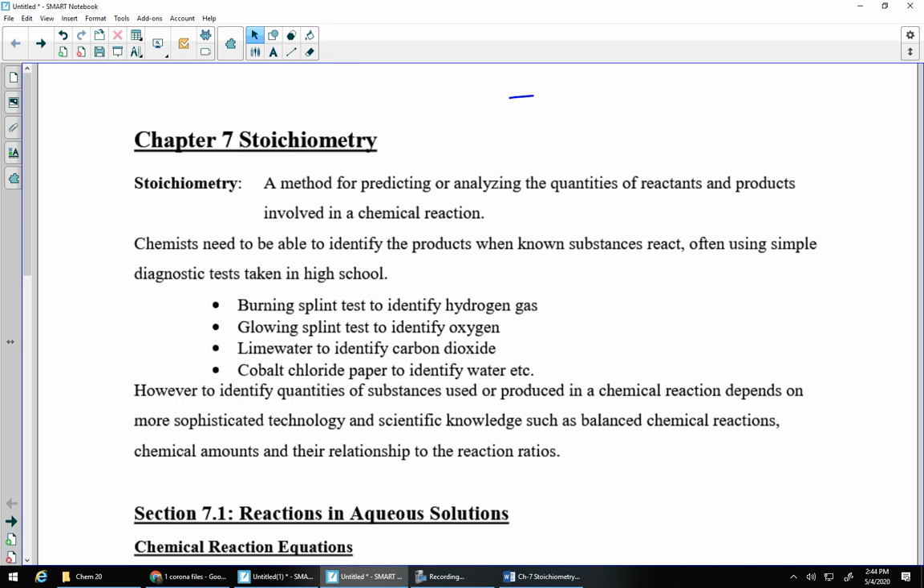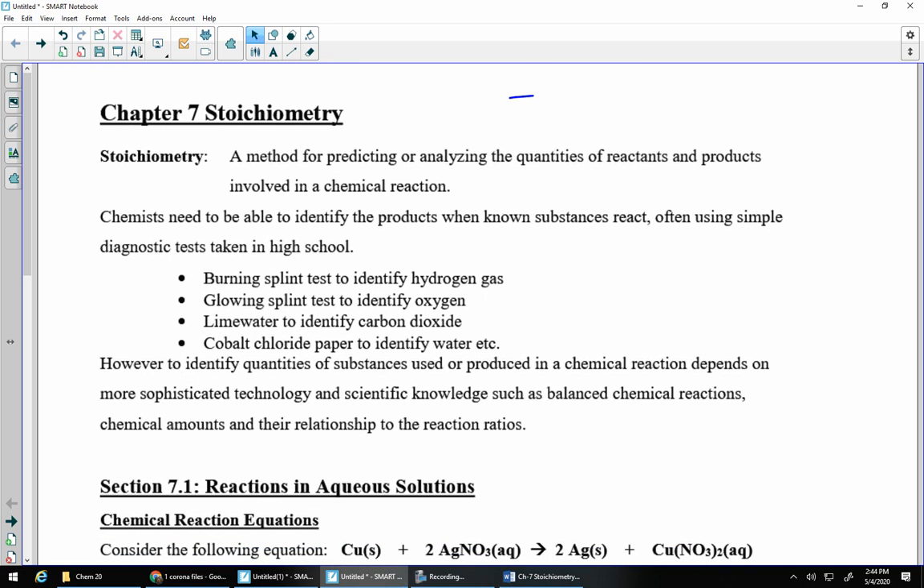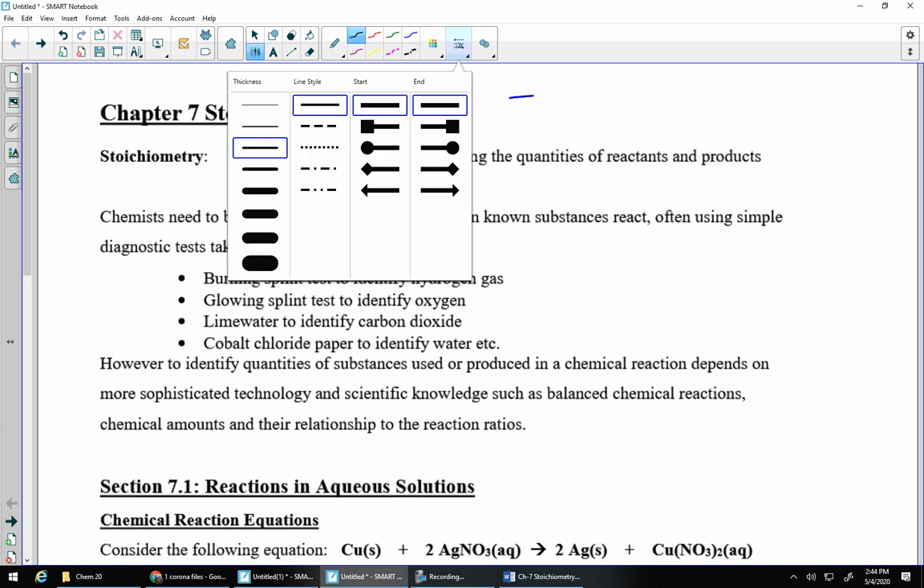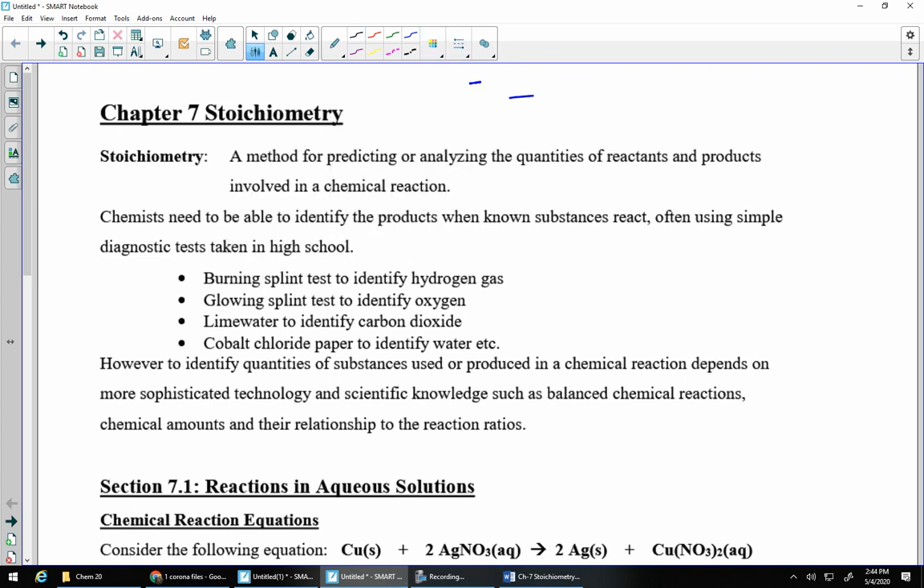So stoichiometry, in general, let's get a nice color too. There we go. Is a method for predicting and analyzing the quantities of reactants and products in a chemical reaction. So it's all about analyzing the quantities inside of a chemical reaction. That being said, while we're focusing on the quantities and the big part of the unit is on the quantities, we need to know what those things are too, and we need to be able to identify them.